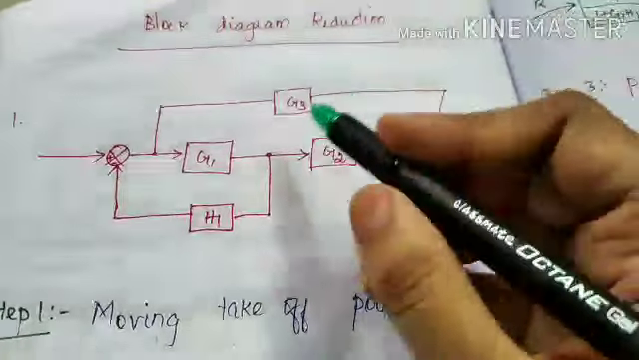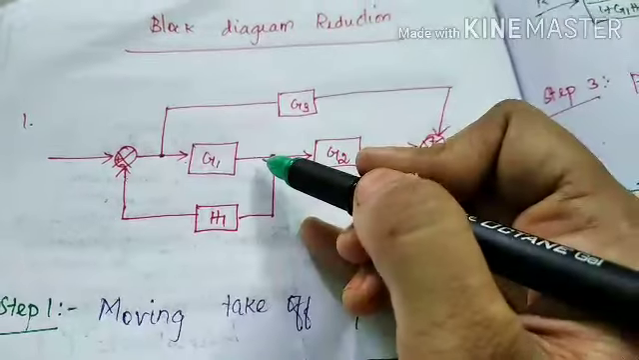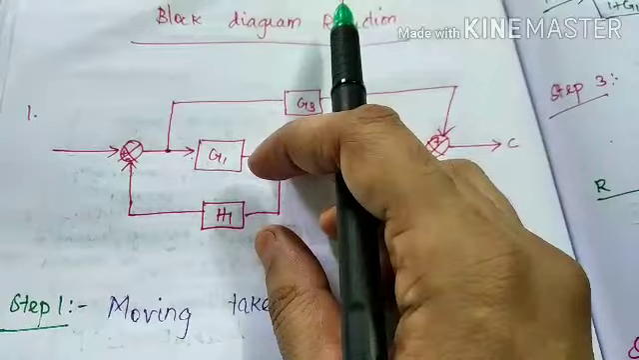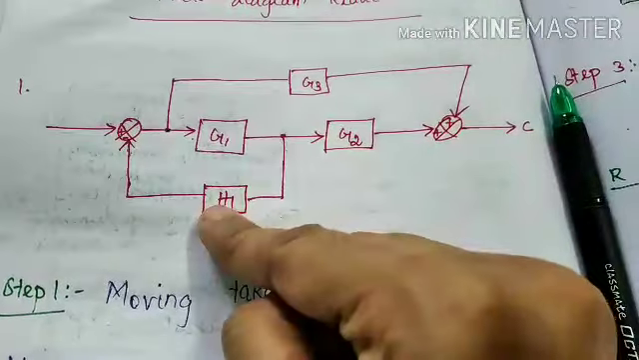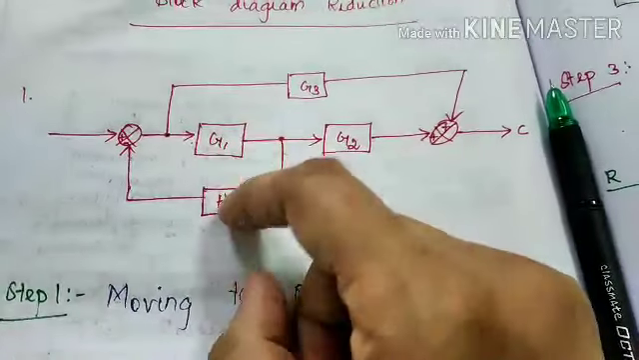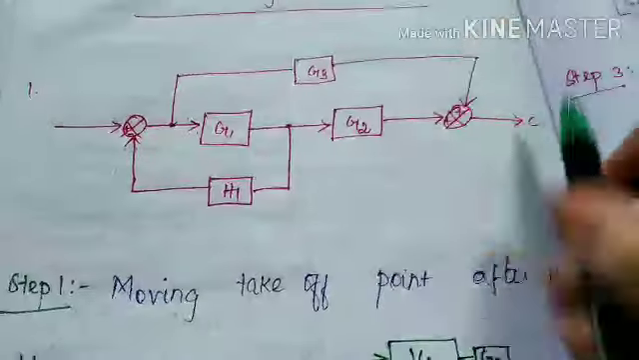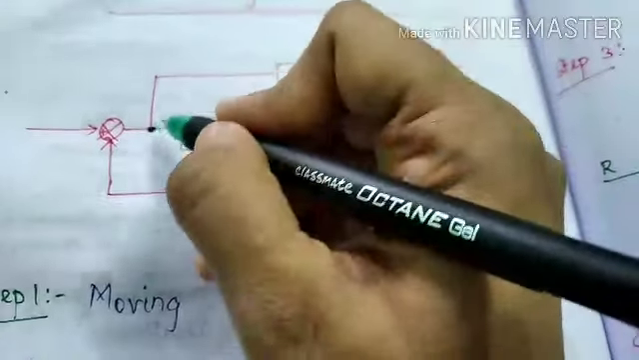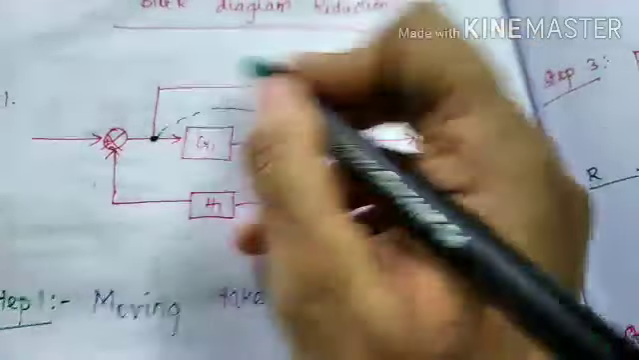See, first step, we need to take this takeoff point after this G1. Why? Because only then can we apply the feedback rule over here. Listen carefully. These two blocks are in the feedback path, but this takeoff point is a hindrance for these two blocks. Now we need to move this takeoff point after this G1. Have you all understood? Here we have one takeoff point. Now we are going to move this takeoff point after this G1. At this point we are going to move.